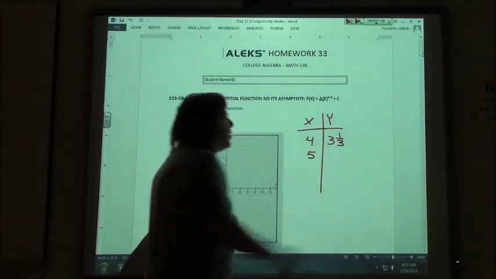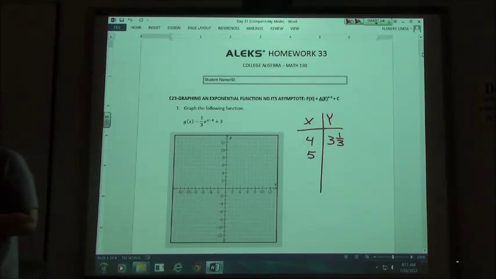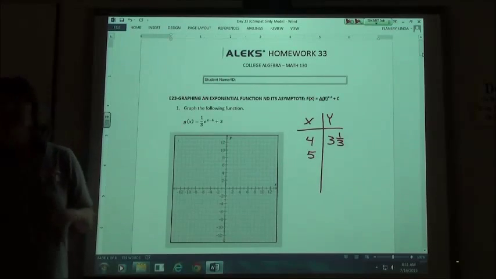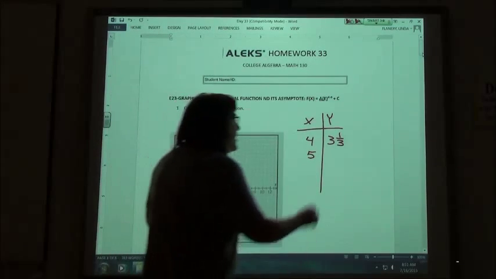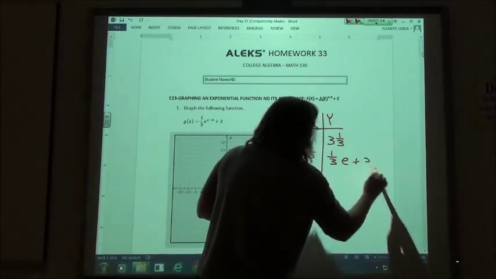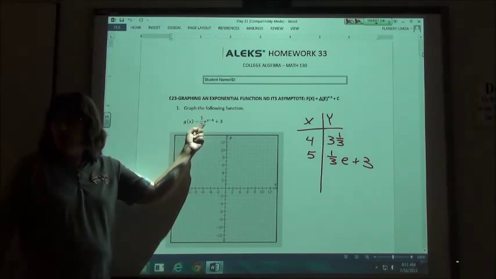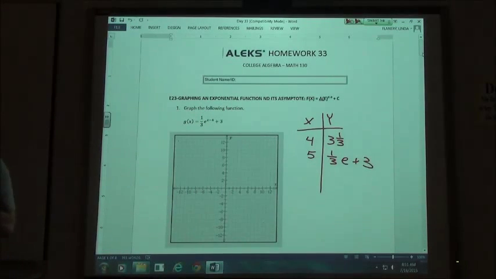So in this case, we're going to put a 5 in there, which is going to give us e to the first power. And so our y value is going to look really weird, but you're going to be able to punch it in on Alex and it will figure out what the decimal equivalent is. And so what I'm going to have is 1/3 e plus 3. Because if I put the 5 here, we'll have e to the first, which is just e. And so we're just going to type in 1/3 e plus 3, and Alex will put that on there.